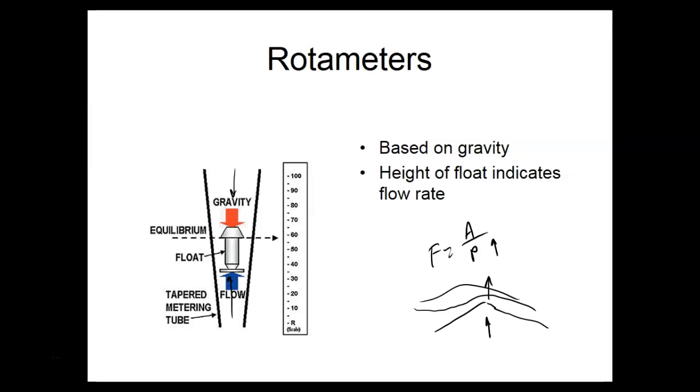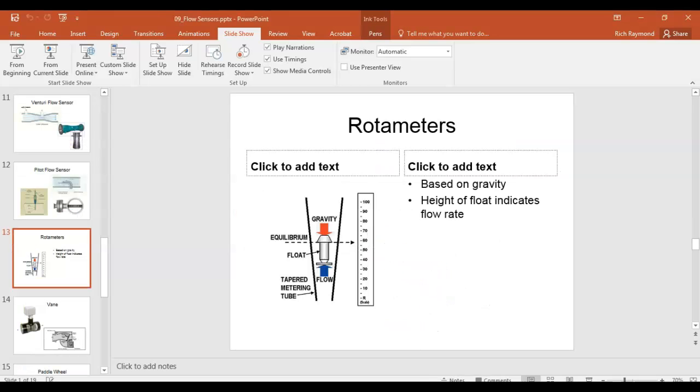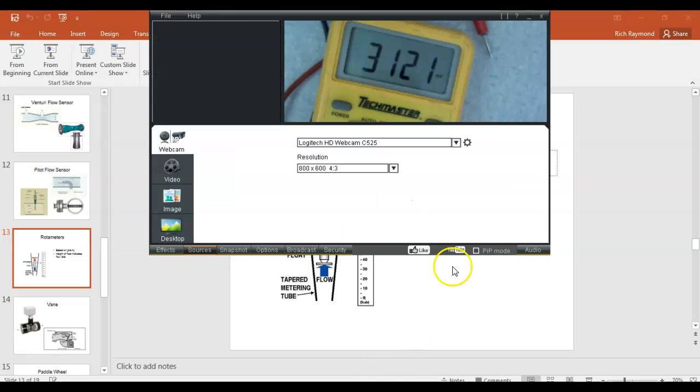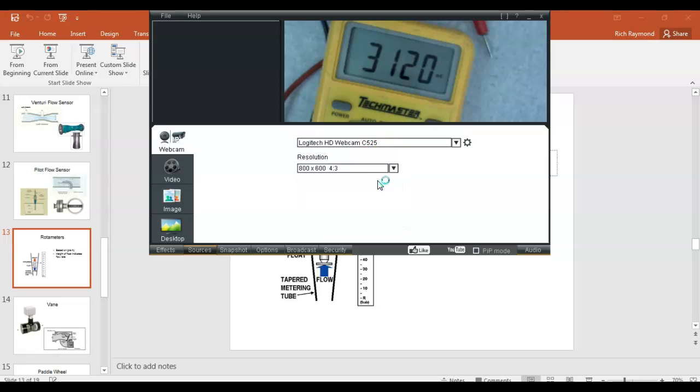So a rotameter, these guys right here work really well. They're very, very cheap. This is about the only one I've got, and you can't see the flow meter. So my flow meter set is very limited. In fact, this is the only one I've got, and this works on the same basic principle.